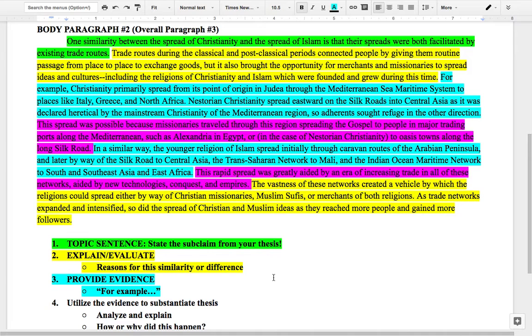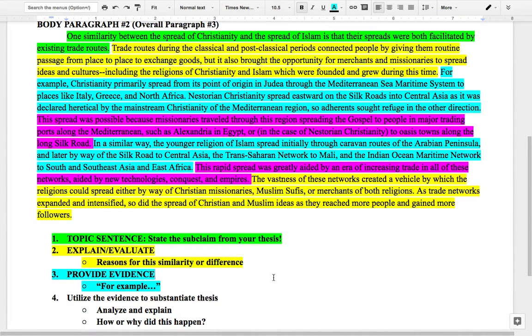Again, still not enough for all the points that you can earn in the essay. You must then utilize your evidence to substantiate your thesis. How or why did this happen? Analyze or explain. So I said this spread was possible because missionaries traveled through this region, spreading the gospel to people in major trading ports along the Mediterranean, such as Alexandria in Egypt, or in the case of Nestorian Christianity, to oasis towns along the Silk Road. So basically, I'm answering this question: how or why did this religion spread to all these places? And I give the answer.